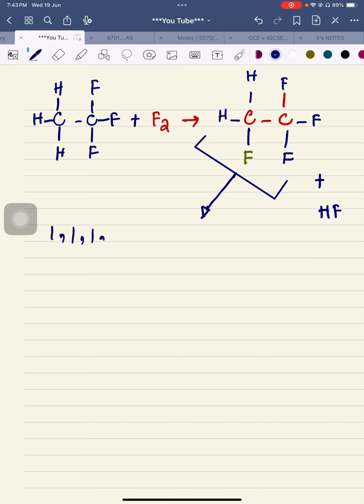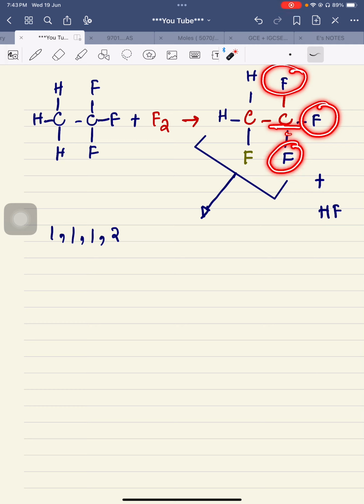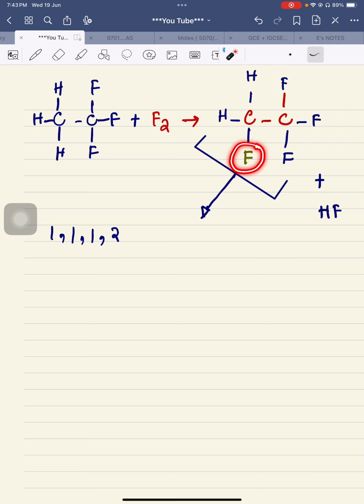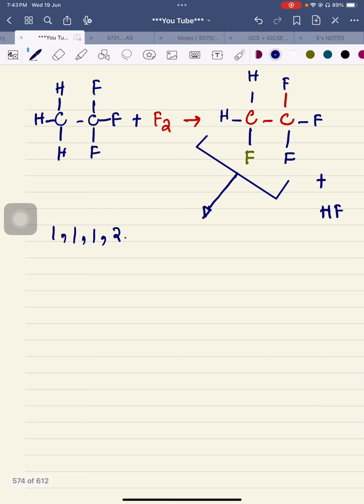So this is called 1,1,1,2. Yes. So this is carbon number 1, and carbon number one has this, carbon number one has this, carbon number one has this. Now, this is the carbon number two. Don't forget this thing: when we are talking about one, it means we are talking about all of these three. And when we are talking about two, we are talking about this fluorine only. So this is 1,1,1,2-tetrafluoroethane. Along with this, hydrogen fluoride is a product.